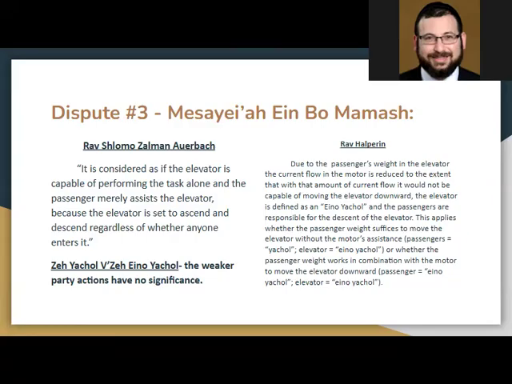As a result, Rav Halpern argues that it's not comparable to the case of the couch where you have one party that's capable of doing it on their own and the other person is just merely assisting. That's how Shlomo Zalman argues. Rav Halpern says that no, neither one of these individuals could have done it on their own, neither the motor nor the passenger. And as a result, he says one would be liable for the descent of the elevator in this case.